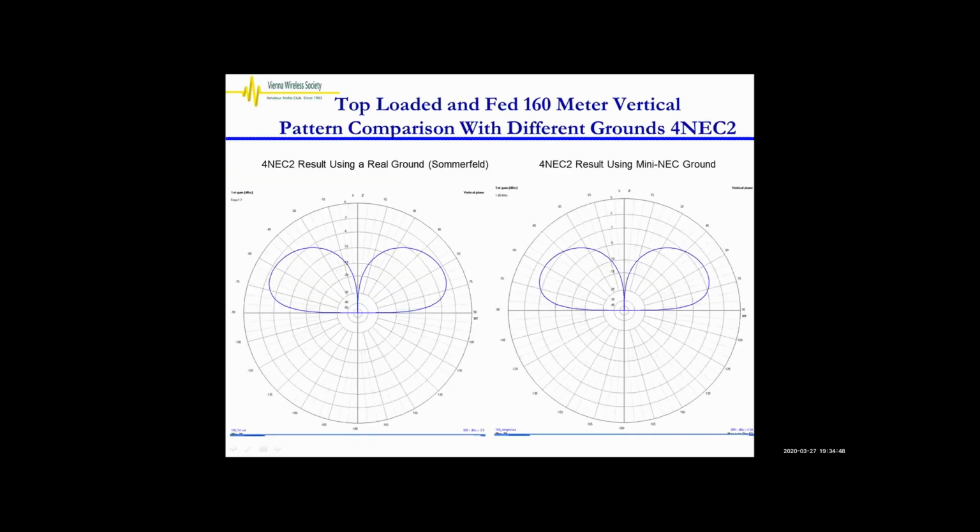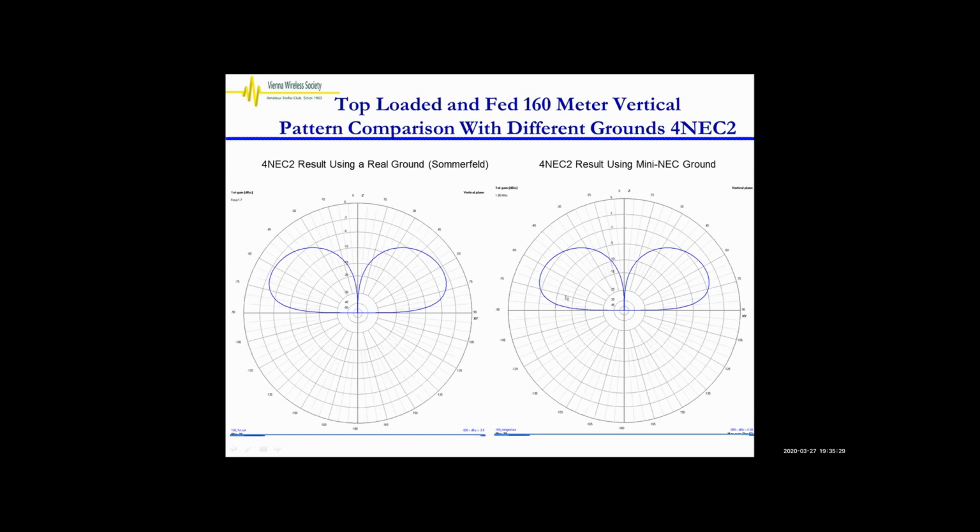So let's look at our patterns. So I'd used 2 different grounds when I ran this. I ran one with the Sommerfeld type real ground, and I used another one using the mini NEC ground. So if you look at the difference on your screen, using the real ground, this is -3 dBi, so I'm probably about -4 roughly is my peak gain. So this is not a greatly efficient antenna, but again, it does have relatively good gain at low elevations.